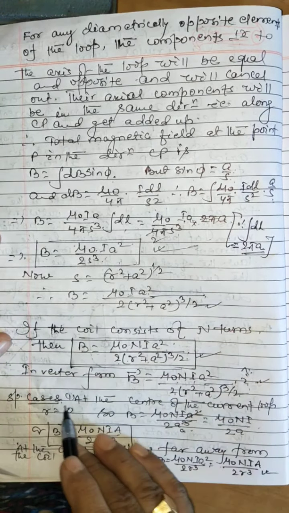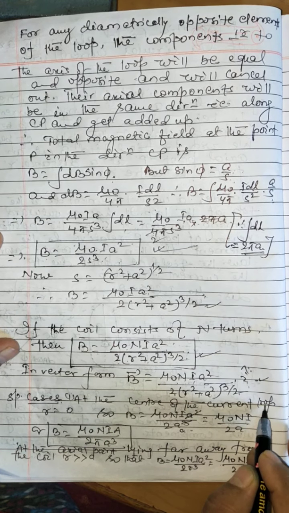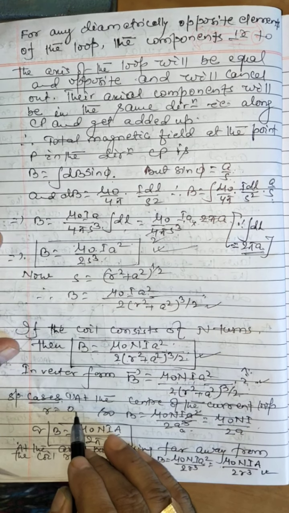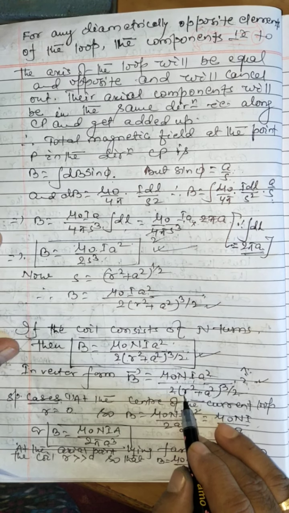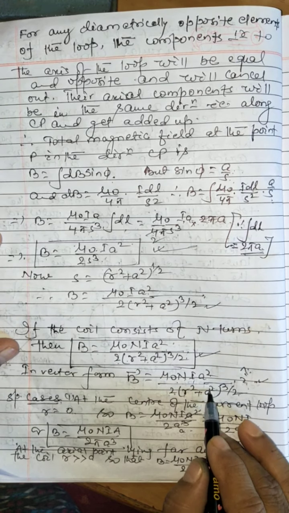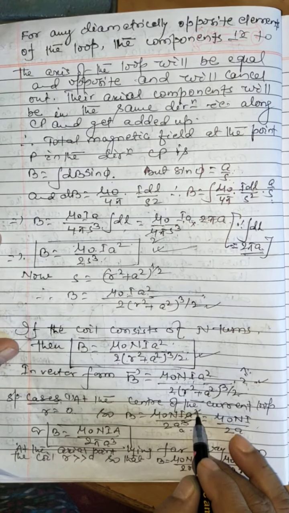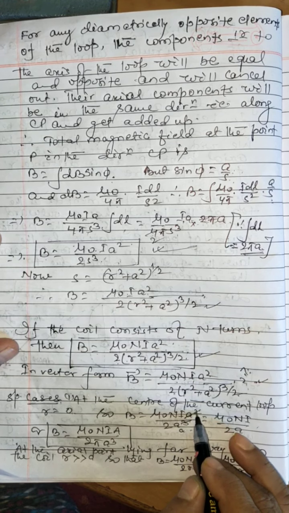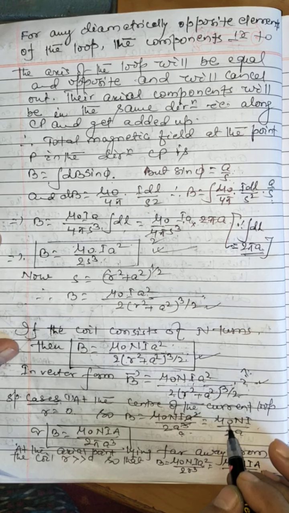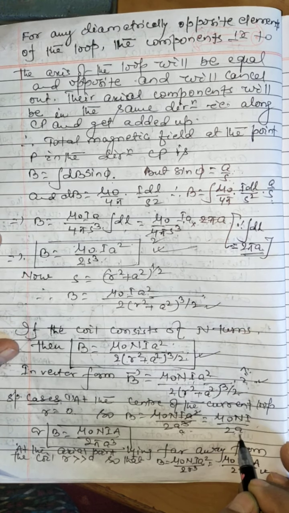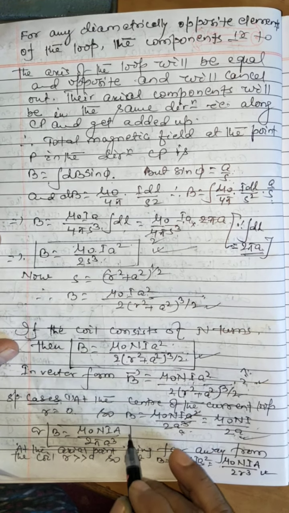Now we also have some special cases. A special case is: at the center of the current loop, what will be the magnetic field? At the center, R is 0. So here this R will cancel out, and A square to the power 3 by 2 gives A cube. So B is equal to mu naught n I A square upon 2 A cube. A square cancels, only A is left. So it will be mu naught n I upon 2A. This is the magnetic field at the center.